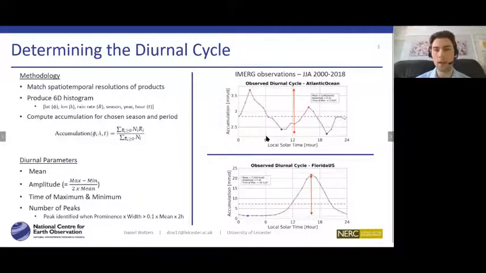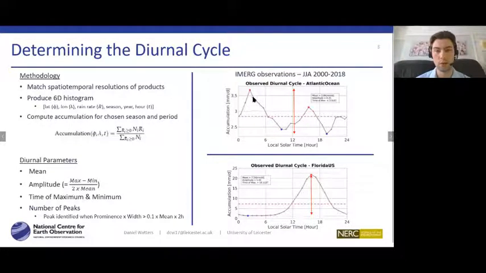And what we're looking for to perform the analyses is certain diurnal cycle parameters. For instance, we'll look at the mean precipitation across the day, which is represented by the magenta line. We'll also look at the amplitude of the precipitation across the day. You can see that the minimum to maximum range is shown by the red arrows, and we normalize that by double the mean. We also look at the time of maximum and the time of minimum in the precipitation.